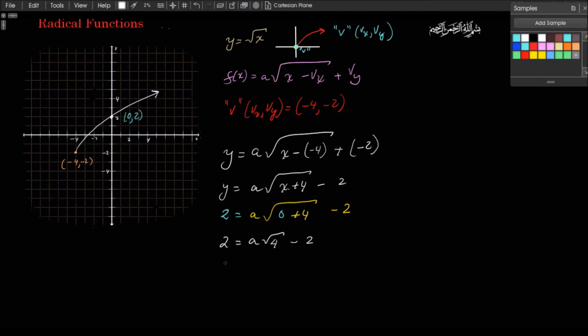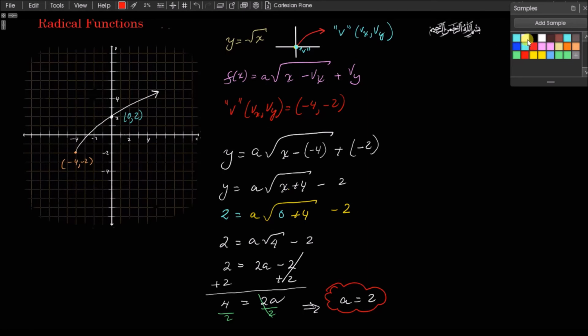And then we have 2 is equal to, the square root of 4 is 2, so this is 2a minus 2. And then I add 2 to both sides like this. I have 4 is equal to 2a. And I divide both sides by 2 like this. From here, I get a is equal to 2. Ta-da! We have it. So now we know what a is. And we can write the entire function like this.